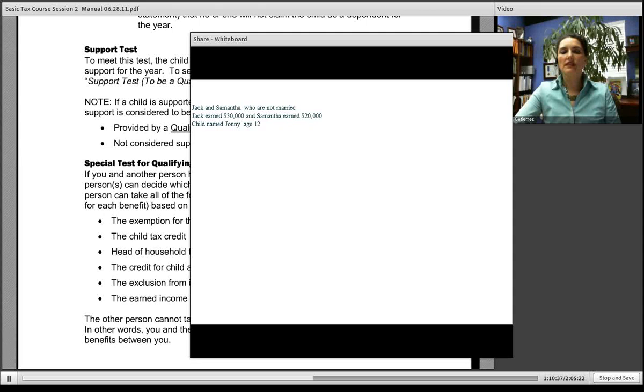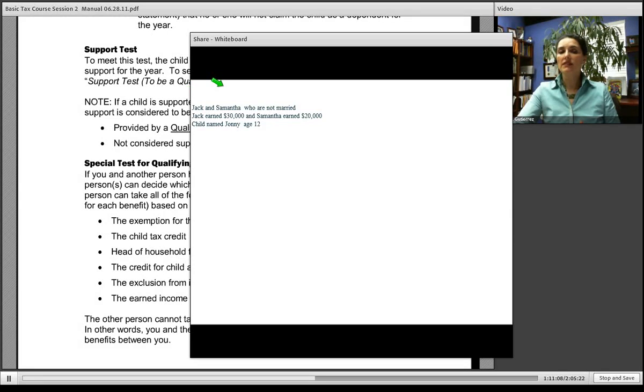Jack earned $30,000, Samantha earned $20,000. They have a child named Johnny, age 12, and Johnny lived with both of them all year. Now, who's going to claim Johnny? Well, the reality is, under the rules for qualifying child, Johnny could be claimed by either Jack or Samantha. Now, there are some tiebreaker rules I'm going to get into in a minute, and under those tiebreaker rules, Jack will win. But Jack could agree to let Samantha claim Johnny.